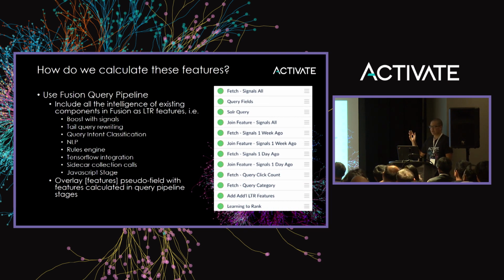You can script things in JavaScript so you can iterate really quickly on new features that you want to add to your model. And what it does is simply overlay the features pseudo field with features calculated in the query pipeline stage.